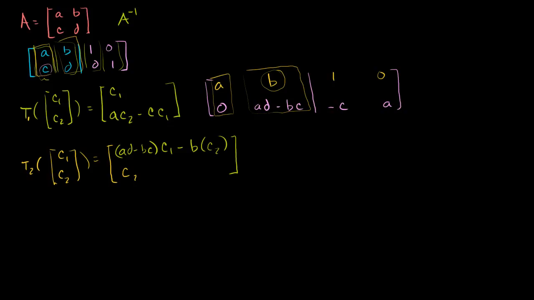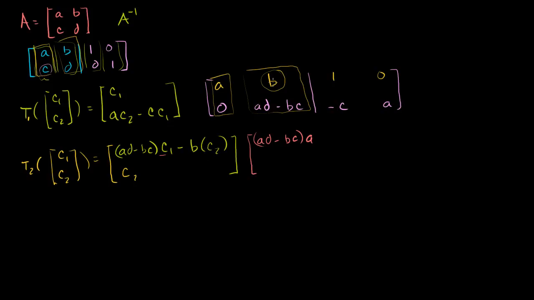So if we apply that to this matrix up here, let's do the first row first. This first entry right here is going to be AD minus BC times A, because that's C1. You write that down. So it's AD minus BC times A minus B times C2 minus 0. That second term just becomes 0.